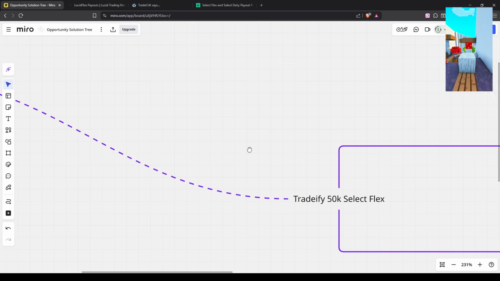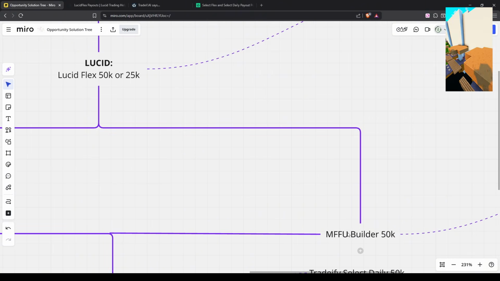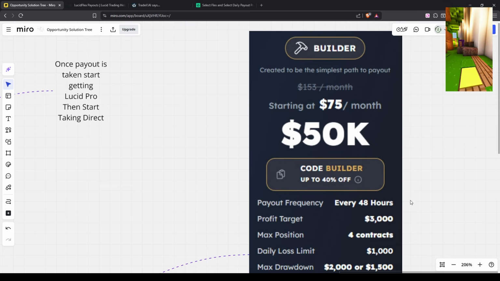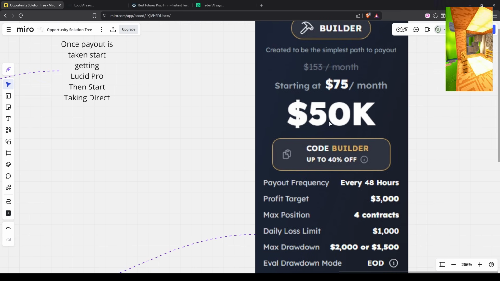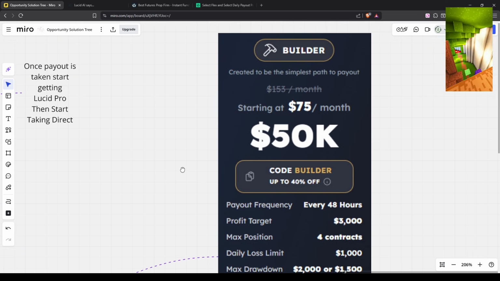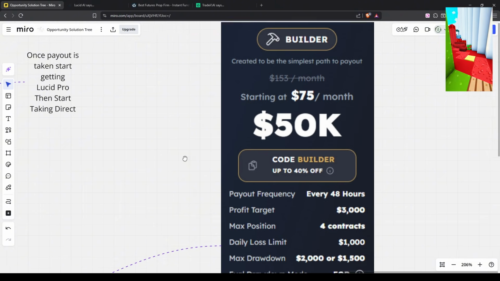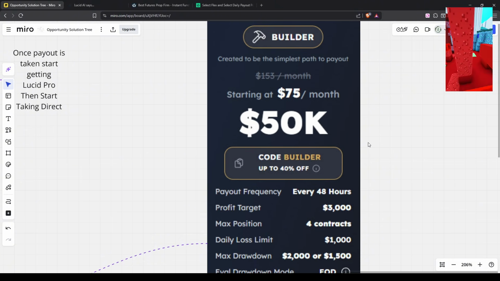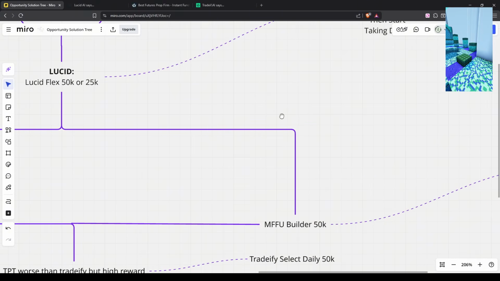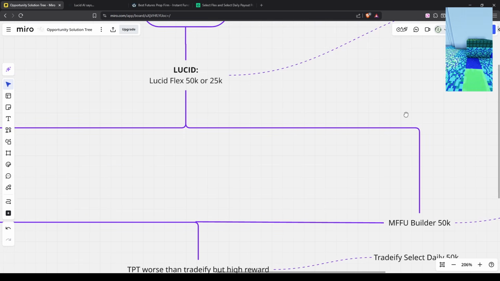The other option you have is the My Funded Futures Builder 50k account. They recently released this plan. It's super cheap, or you can also just pass it in one trade on a new account. And the payout rules are the same as for other accounts, almost the same as for Flex accounts. So you should consider this one, but you should be way more aggressive with this one, because it has a monthly fee.